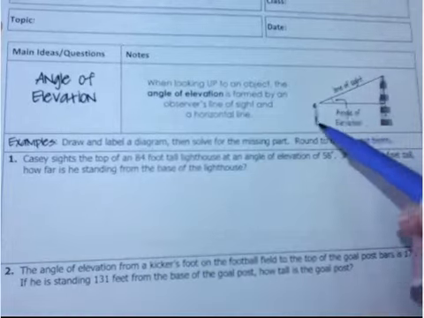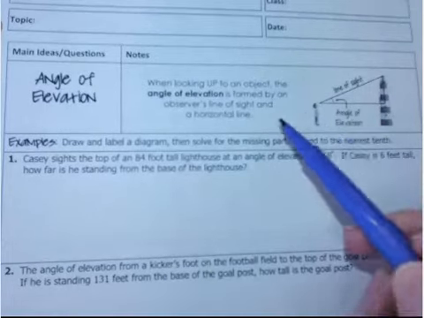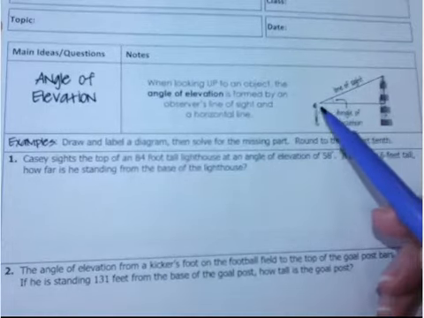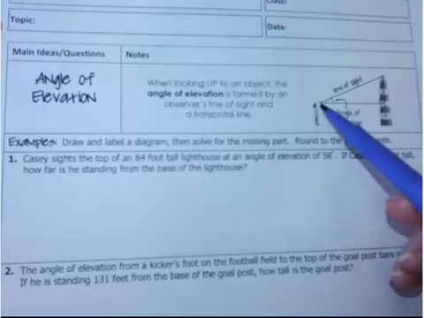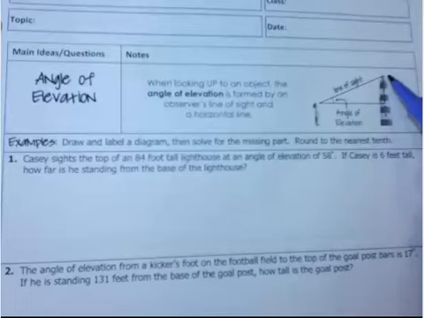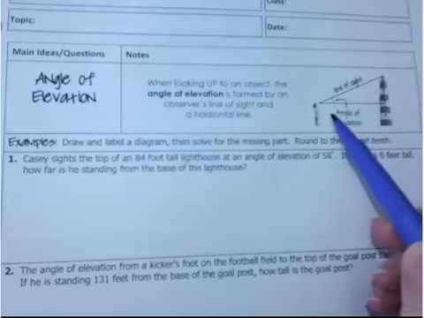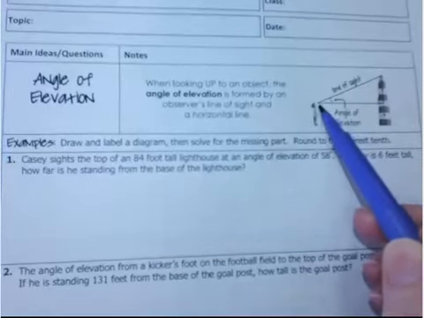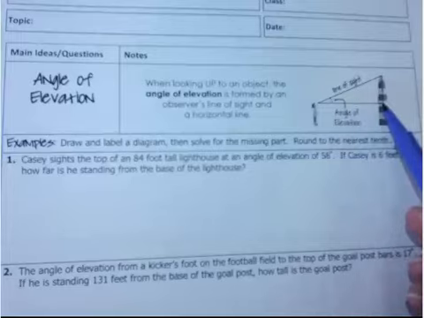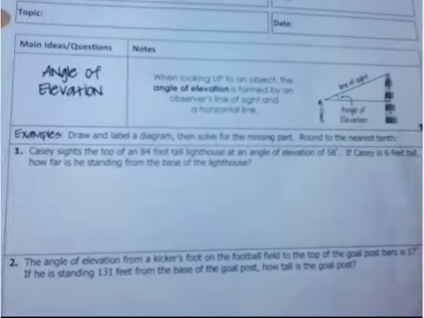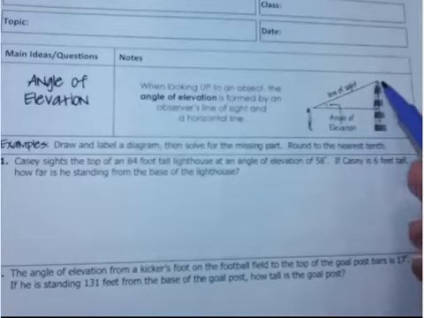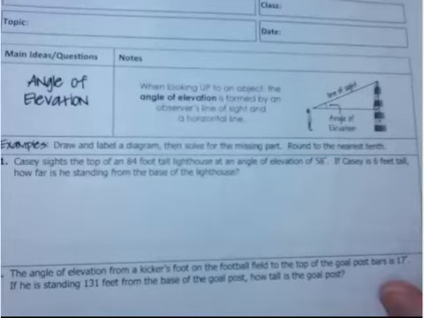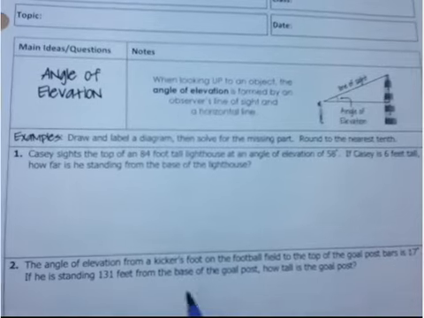So here we have a person, and the angle of elevation is formed by an observer's line of sight and a horizontal line. From this person, the line of sight is from their eyes up to the lighthouse, and the horizontal line they're referring to would be from the person over to the lighthouse. It's really important to draw these out and think through where the elevation is, where the line of sight is, and how far you are away from the base of whatever they're looking at. We'll go ahead and go through an example.